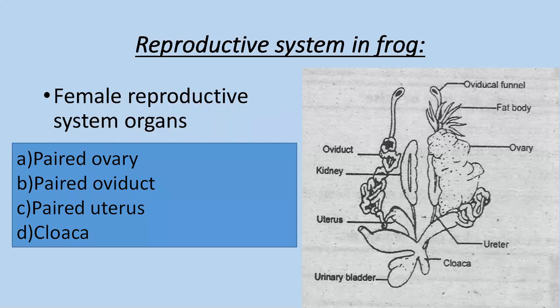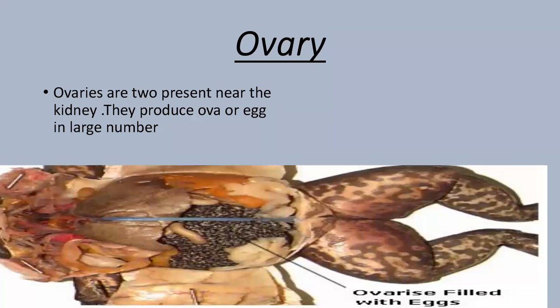Paired oviduct: from each ovary a duct comes out, that is called oviduct. It is a much convoluted, coiled structure. Then paired uterus: the oviduct opens into a wide tube, this is called uterus. This uterus opens into cloaca and cloaca finally opens to the outside, into the water, through the cloacal aperture. First of all, I will discuss all these organs, then I will explain the diagram, because when you know the structure, the diagram will be easy for you.